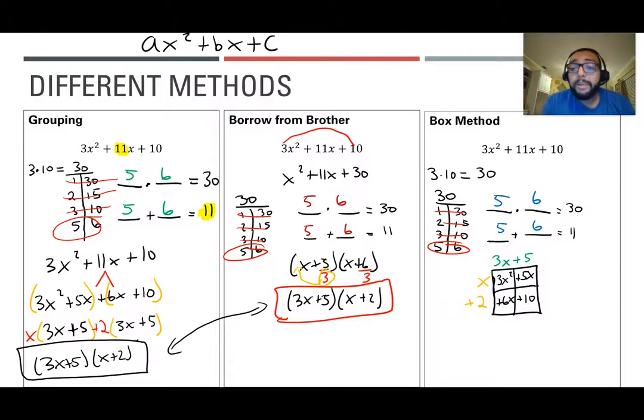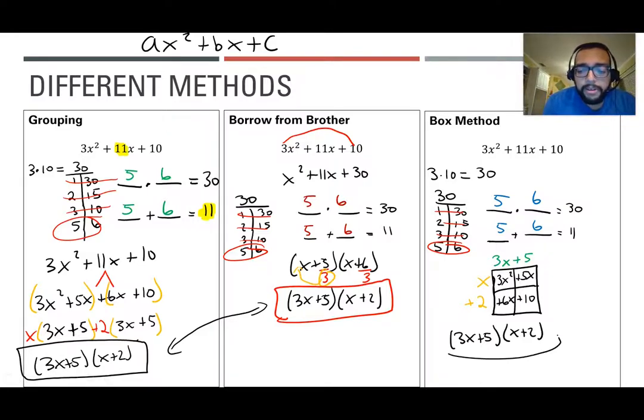Oh well. But that's fine because let me rewrite this. I'll write the expression on top and I'll write the expression on the side. 3x plus 5 and x plus 2. And hey, this looks awfully familiar, doesn't it? Again, it'd be totally awkward if we did that and got completely different answers. That would be really awkward.